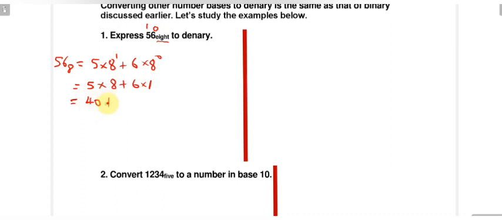You write 0 and 1. So remember, the base is 8. So we're going to have 56 base 8 is equal to 5 times 8 raised to power 1 plus 6 times 8 raised to power 0. That will be equal to 5 times 8 plus 6 times 8 raised to power 0 is 1. Remember, anything raised to power 0 would always be 1. So this will be equal to 5 times 8, that is 40. So we have 40 plus 6 times 1, that is 6, which is equal to 46.